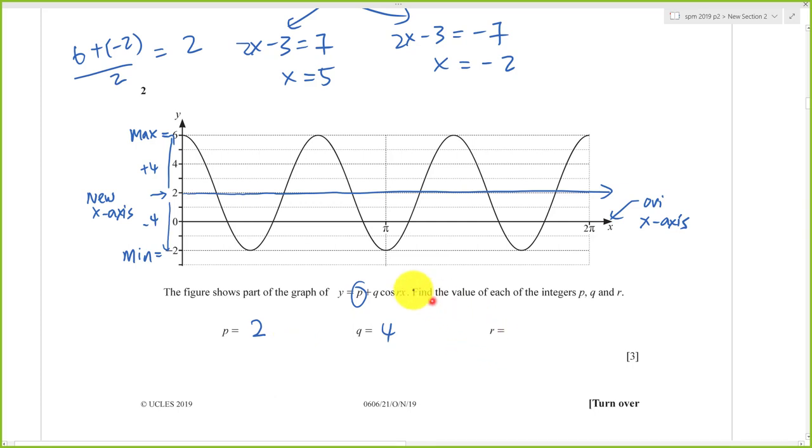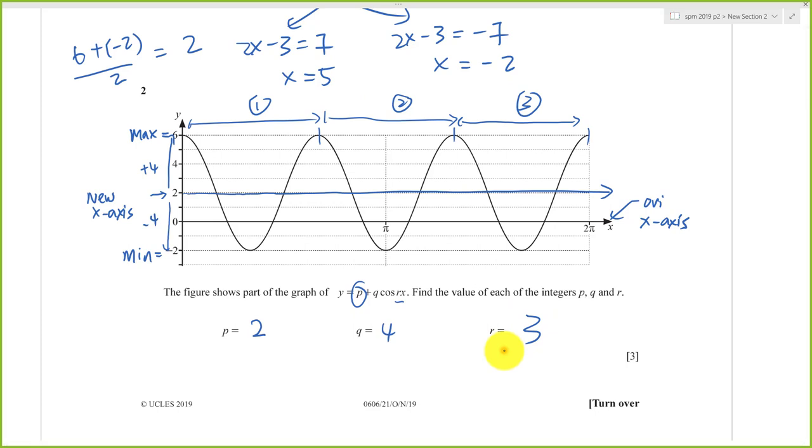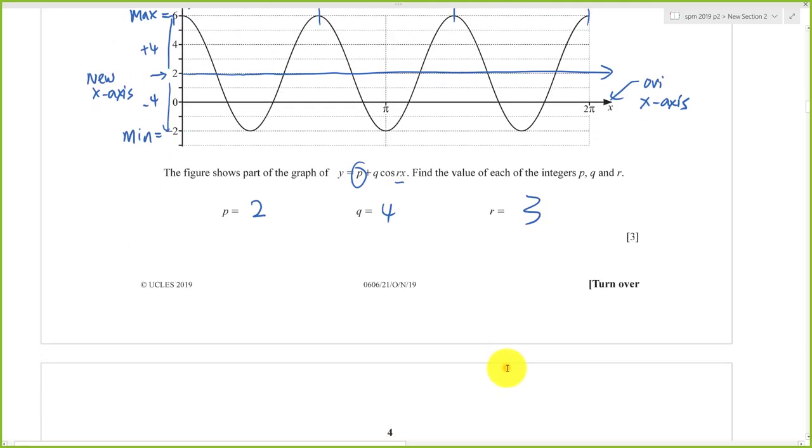And R is decided by how many cycles it has in 2 pi. So right now, this is 2 pi. How many cycles do we have? 1, this is the first cycle. 2. This is the third cycle. 3. 1 cycle, 2 cycles, 3 cycles. R is 3. You got it? Yes, right? You sure? I move on.